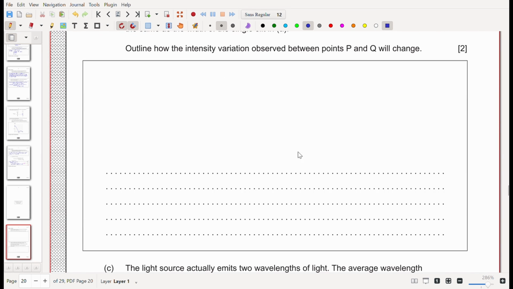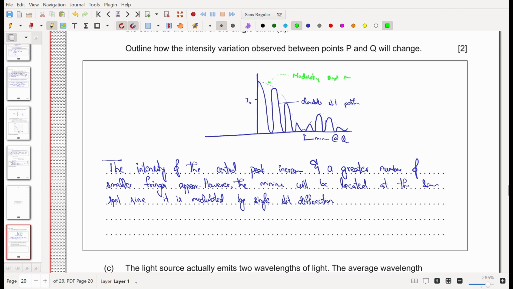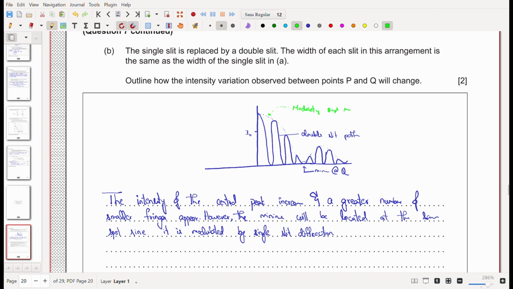Part B of the question is a little bit more lengthy and much more explanation required. So I'll write out our answer and explain it to you. So let's start off with the question itself. We're told that the single slit is replaced with the double slit, and the width of the slit is the same as the width of the single slit. That's good for us. Outline how the intensity variation between P and Q will change.